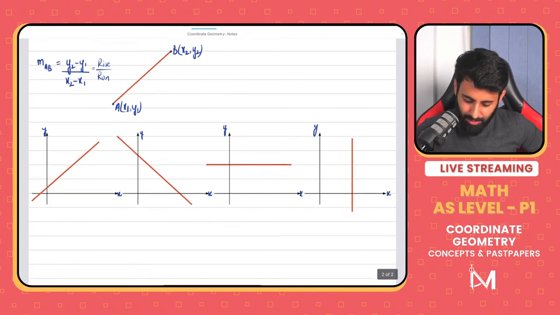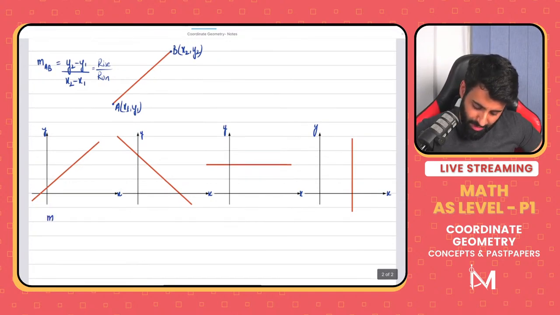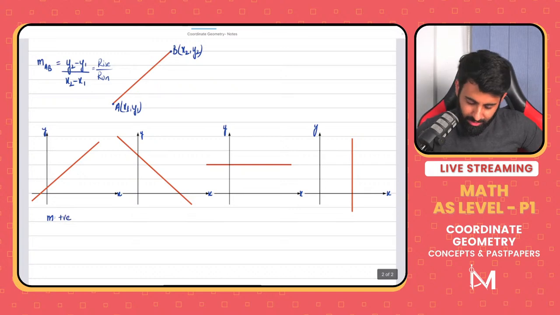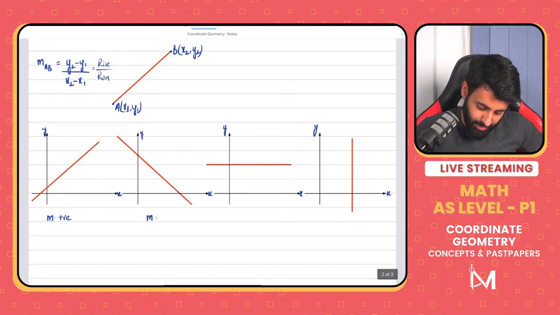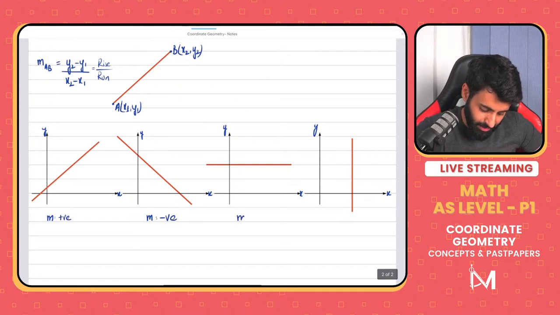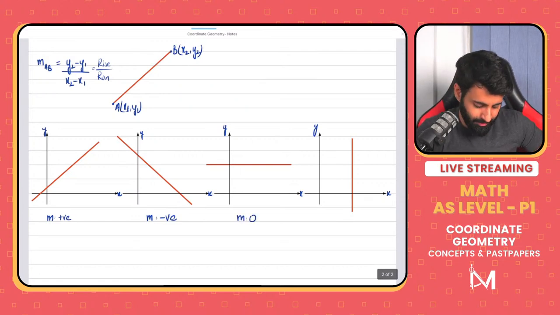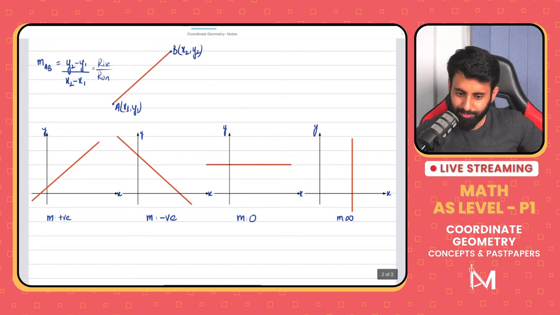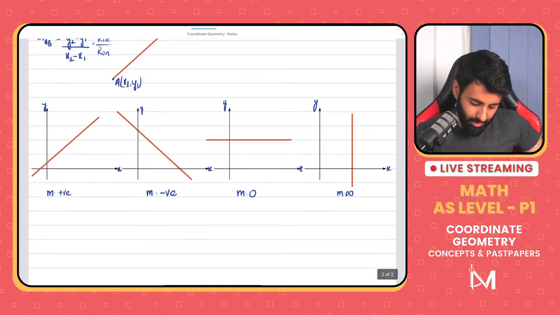Okay, so for line one, this line will have a positive gradient, that is correct. This line, on the other hand, will have a negative gradient, very good. And this line will have gradient zero. And for line number four, the gradient will actually be infinity, okay? Yep, positive, negative, zero, and infinity, okay?